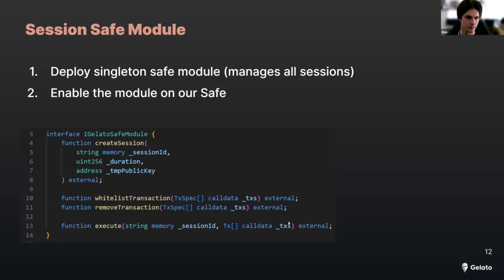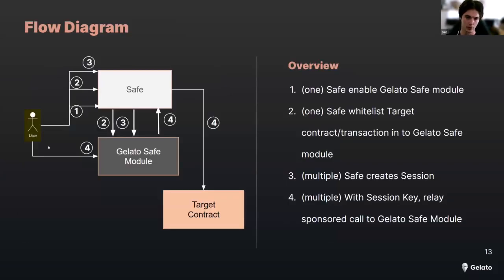So just to visualize the flow a bit, we have a safe. Step one is to enable this Gelato safe module on the safe. The second step is that the safe whitelists our target contract or transaction in the Gelato safe module. So we go to our safe, this is step two, and we whitelist certain transactions that we want executable. On an NFT contract, this would, for example, be a mint transaction.